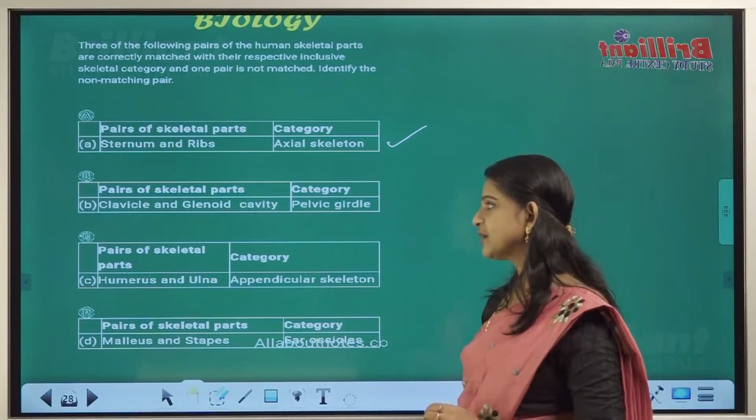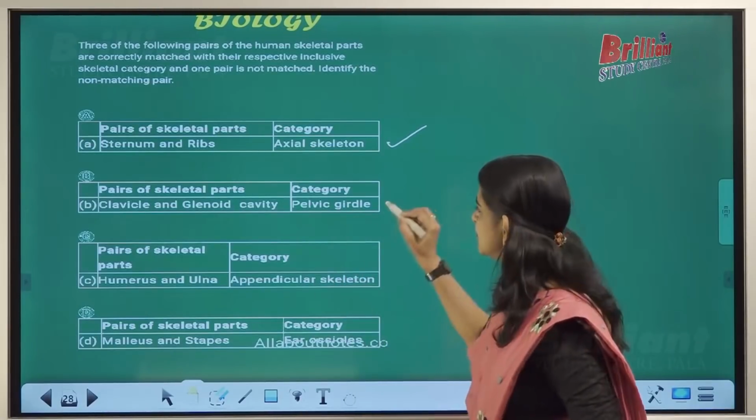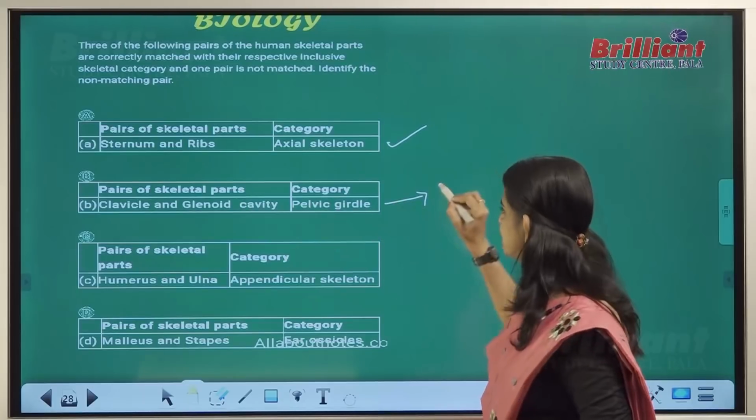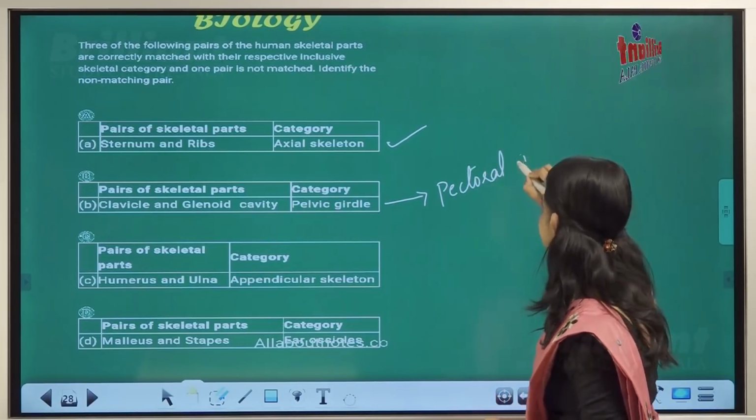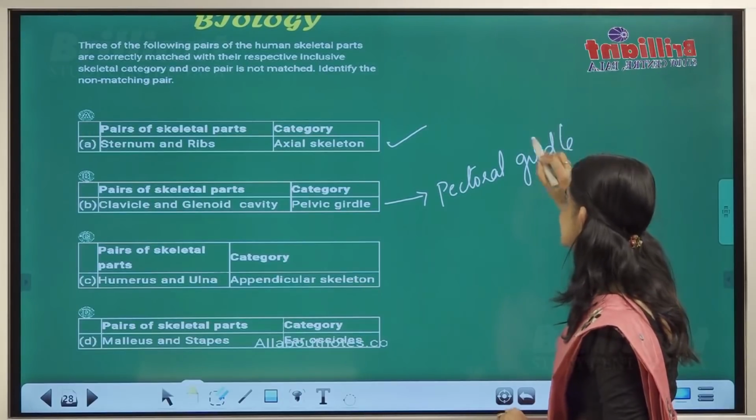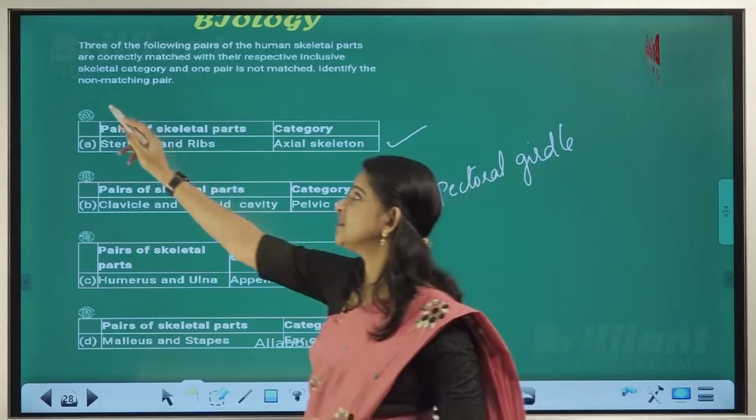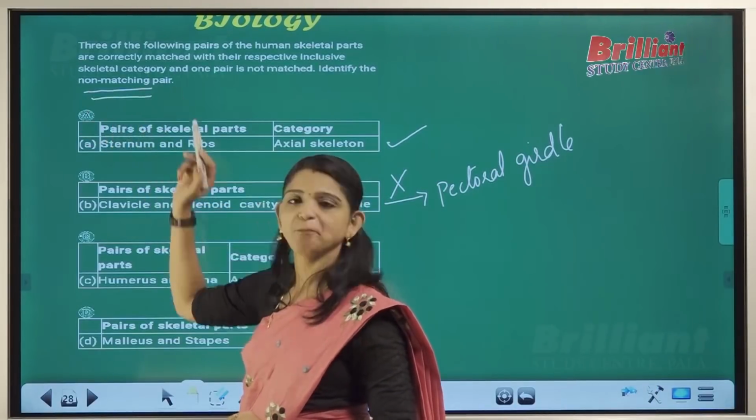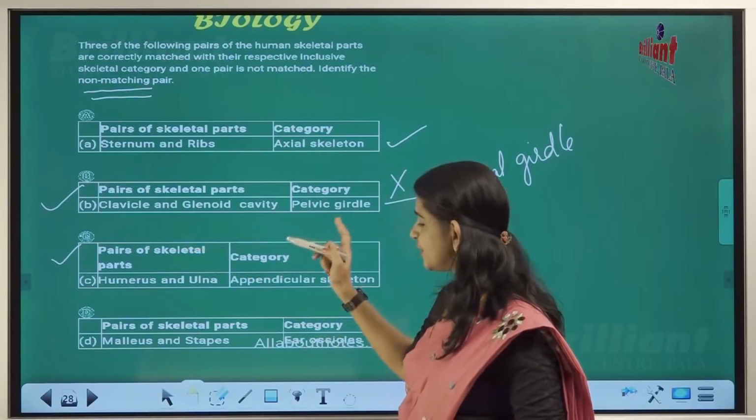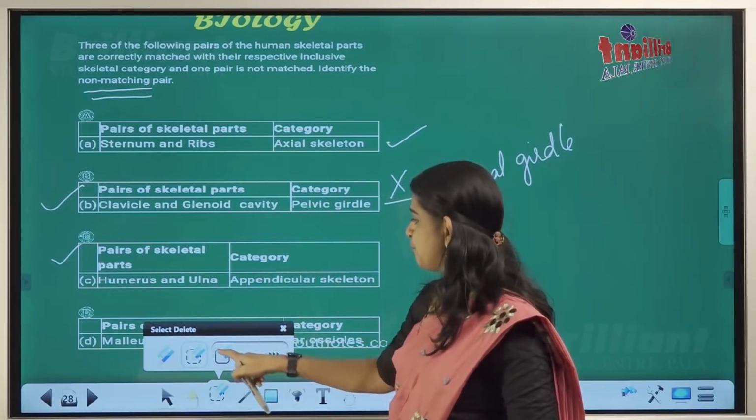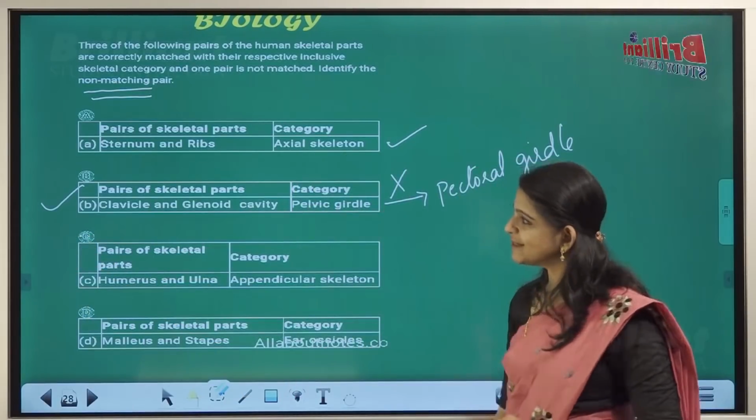Next one, clavicle and glenoid cavity, pelvic girdle. When you hear this, you can understand that it is the part of what? Pectoral girdle. So as they are giving pelvic girdle, it is not correct, and they are asking for the non-matching pair. So this is the answer. Clavicle and glenoid cavity are part of the pectoral girdle. So your answer choice is B.